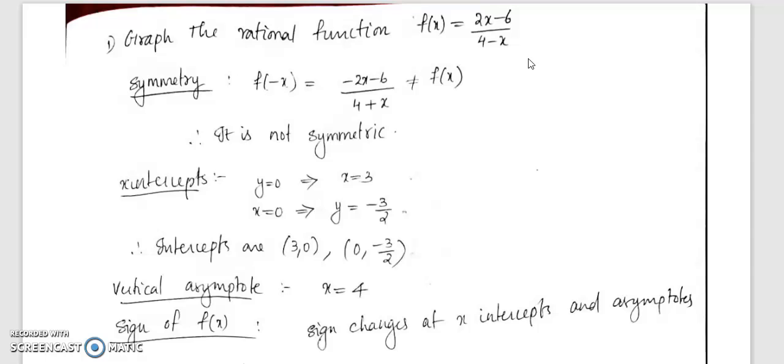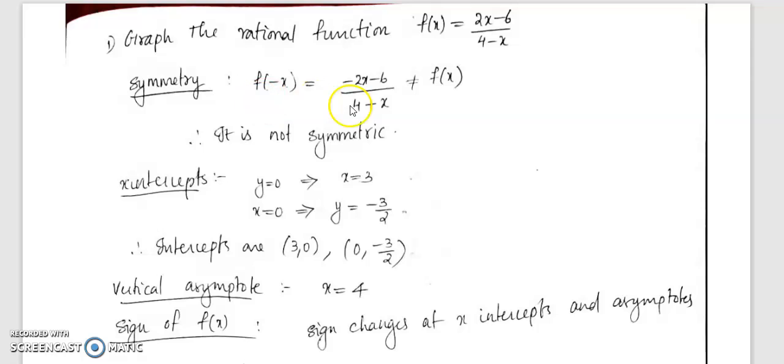So using that you need to graph the function f of x equal to 2x minus 6 by 4 minus x. So you can see that f of x has the numerator and denominator, they do not have any factors in common. So we have 7 steps with which we can graph it. So the first step is to identify the symmetry.